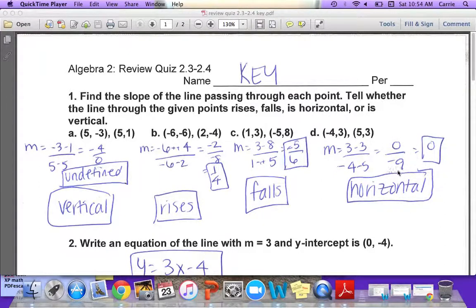If you look here, we have 0 over negative 9. To get full credit, you must simplify that all the way to 0. And if it has a 0 slope, it means it's going to be horizontal or straight across.